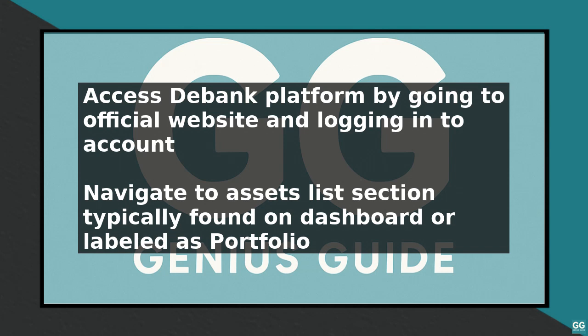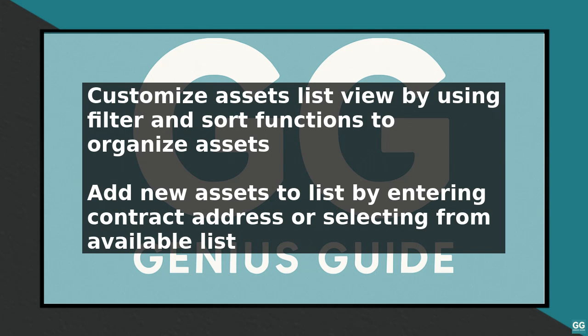For example, you can filter assets by blockchain, sort them by value or balance, and even hide or show specific assets. To add a new asset to your list, click on the Add Asset button and enter the asset contract address or select it from the available list. Debank supports a wide range of assets across multiple blockchain platforms, including Ethereum, Binance Smart Chain, and Polygon. Once you have added an asset, Debank will automatically track its price and update your portfolio in real time.